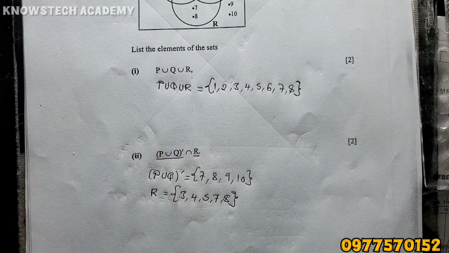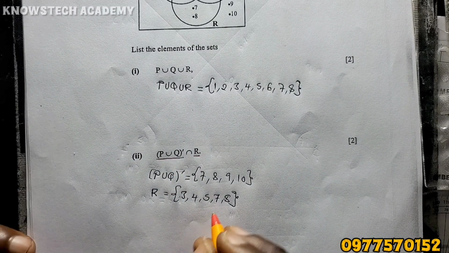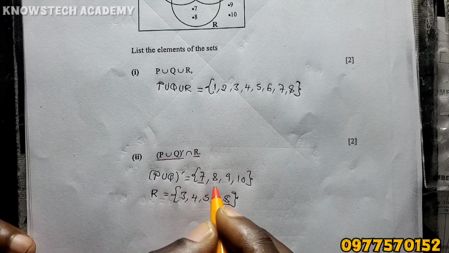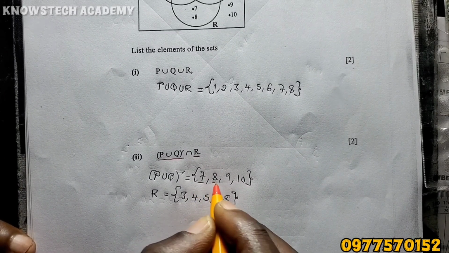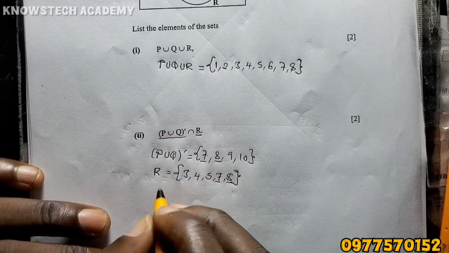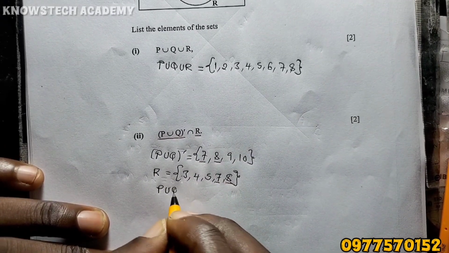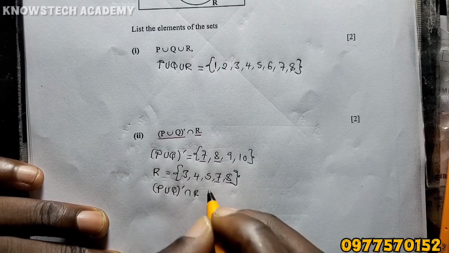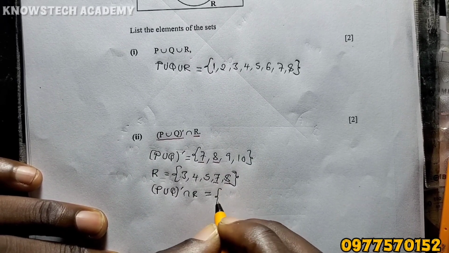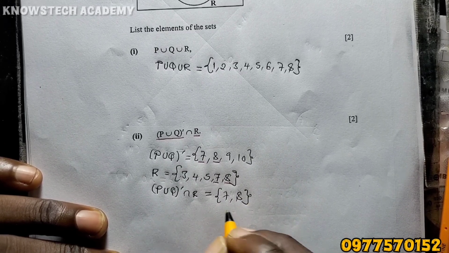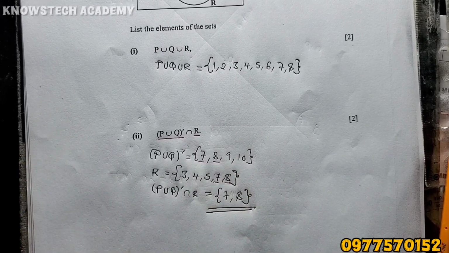That's the meaning of intersection. So when you look closely here, you have 7 and 8 in R, and in P union Q complement, there is 7 and 8. So the answer, P union Q complement intersect R, is equal to 7, 8. Okay, so this is the answer.